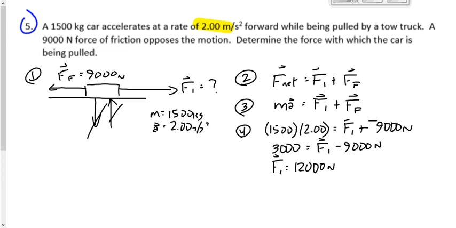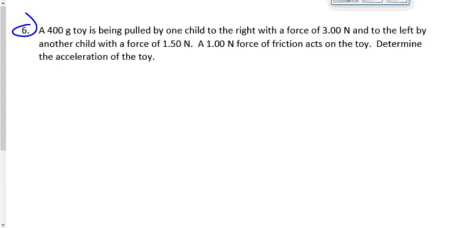Which we actually want to round. Here's 3 digits, here's 4, here's 4. Going to round it to 3 digits. Let's make it 1.20 times 10 to the 4 newtons. 1.20 times 10 to the 4. Number 6.